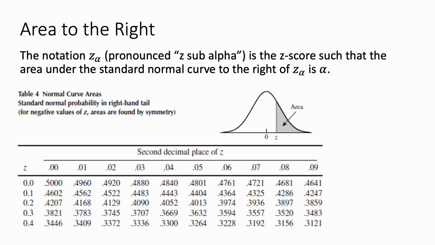Occasionally you might encounter z sub alpha. This is the z-score necessary so that the area under the curve to the right of z sub alpha is equal to the value of alpha. Let's suppose someone wanted z sub 0.33. Look on your z sub alpha chart and find the nearest value to 0.33 and determine that the z-score that has 0.33 under the curve to its right is 0.44. So z sub 0.33 is going to be equal to 0.44.